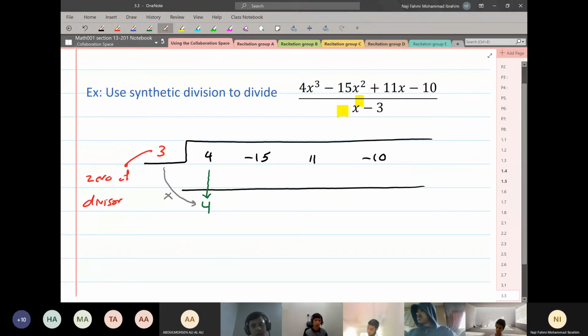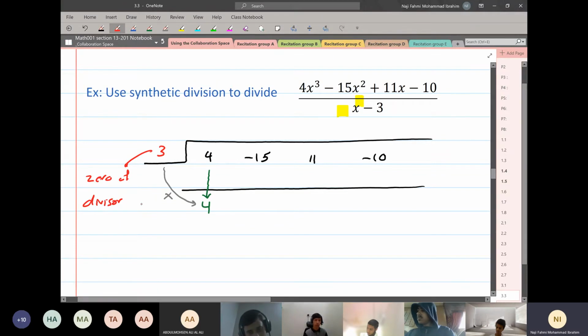Minus 3, Doctor. No, Doctor. 3. It's the 0 of the divisor, I said. What does that mean? We will say x minus 3 is equal to 0. This is the meaning of 0. If you solve this, how much is x? Okay. Thank you. The 0 of the divisor.